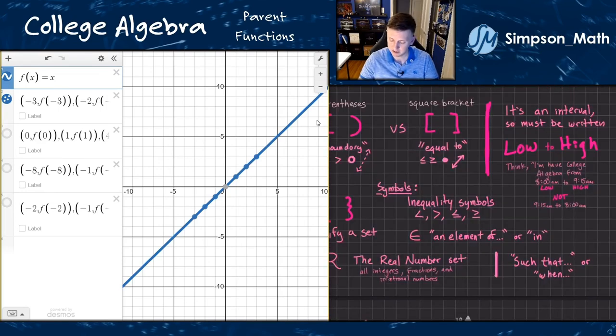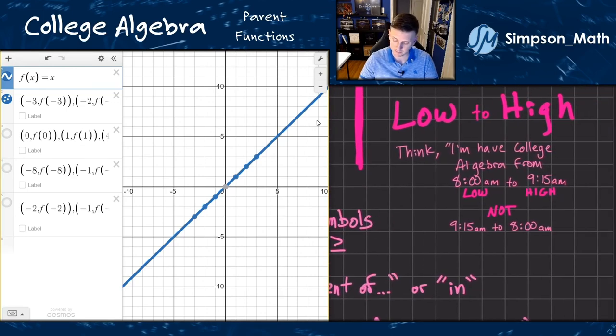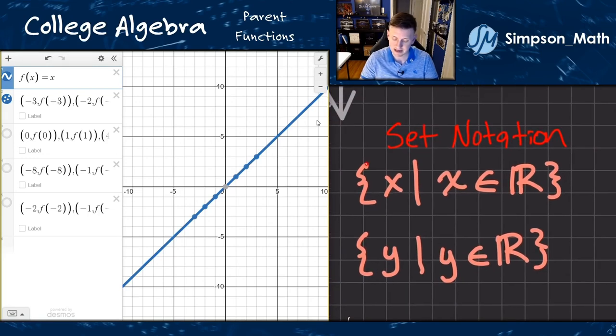This vertical line, that's not just a separator, this vertical line is called "such that" or "when." So let me read this again in set notation. So we're saying that my domain, it's the set of x's, or all x's such that. So this tells me so far that I'm talking about x. I'm like, okay, so I'm talking about the x's.